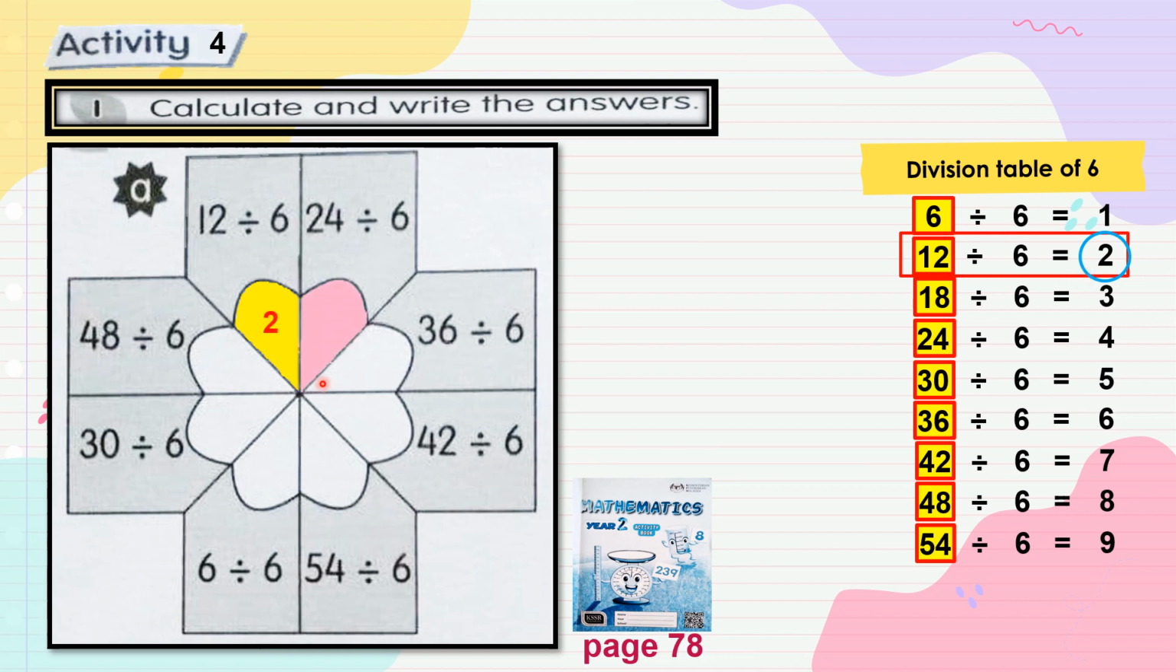Next, 24 divided by 6. Let's find in division table. 24 divided by 6 is equal to 4. So the answer is 4. For the other questions, you try to do it yourself.